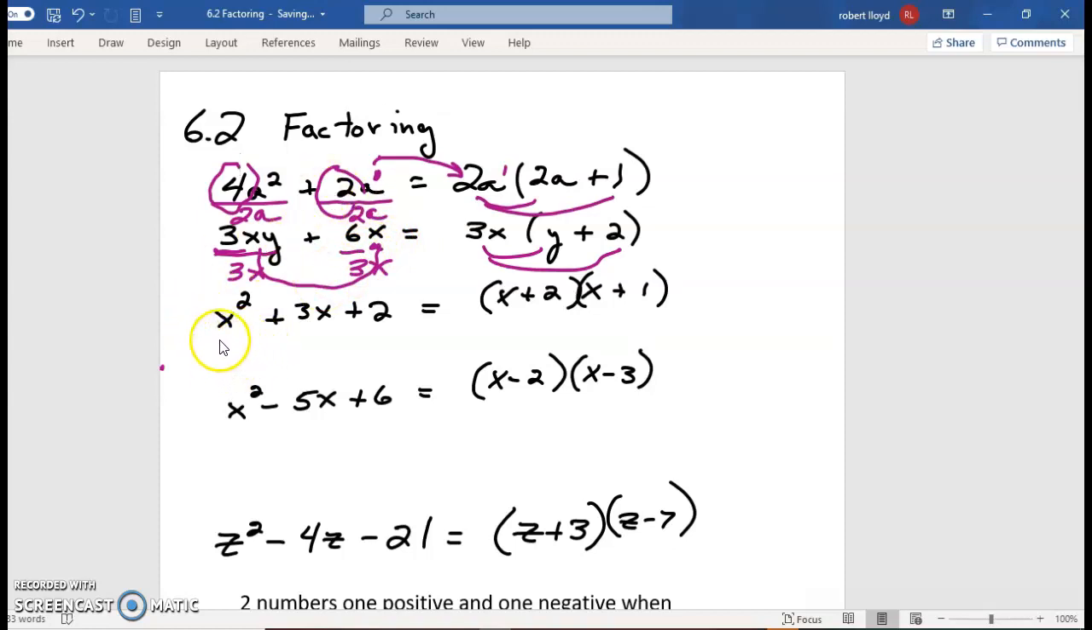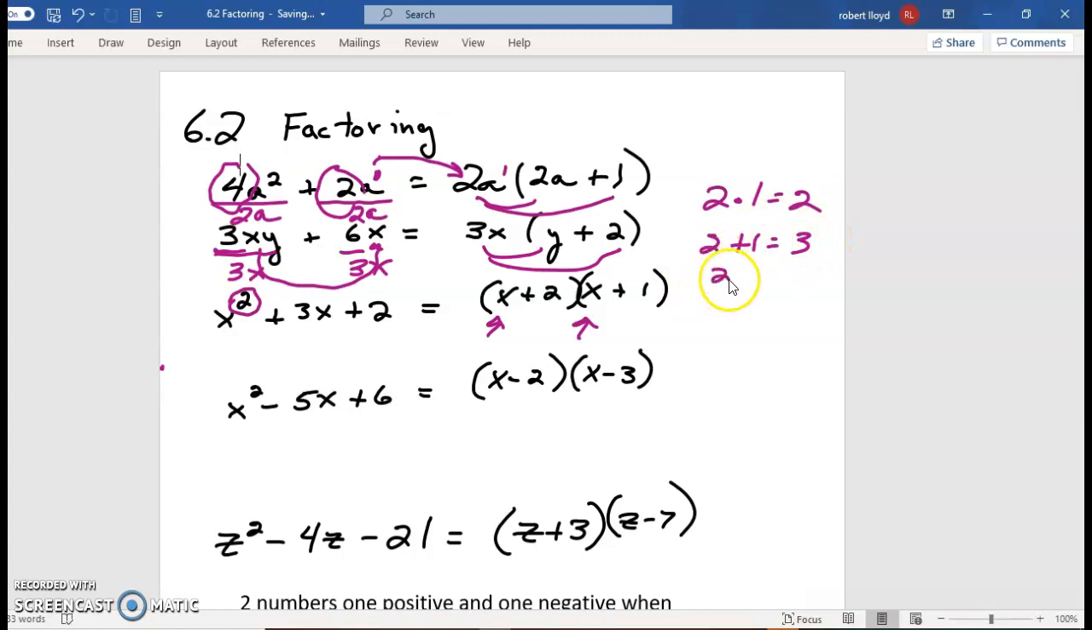Now here, we have a polynomial, a trinomial actually, and we have an x squared term. So we are going to put it into 2 separate parentheses. And if we were to FOIL our result back, we'd be right back to where we started. So we know x squared is x times x. So we need 2 factors of 2 that add up to 3. So 2 times 1 is 2, and 2 plus 1 equals 3.